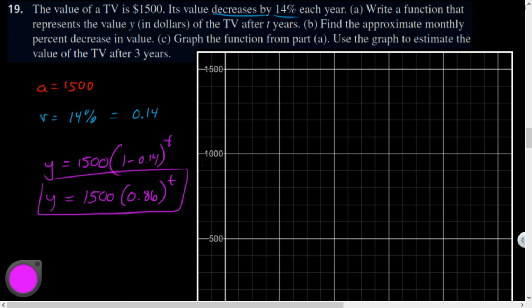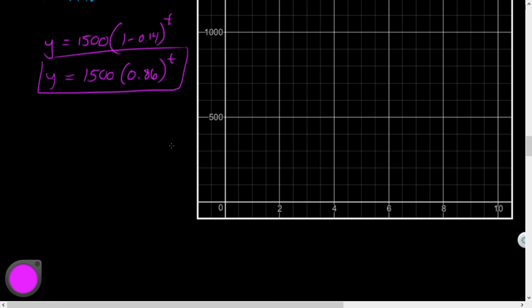It says graph the function. Oh, approximate the monthly percent decrease value is t. Oh, the t reviews. Goodness. So if it's decreasing by 14% per year, if I divide that by 12, that's about 0.0116, or 1.16 repeating percent per month.